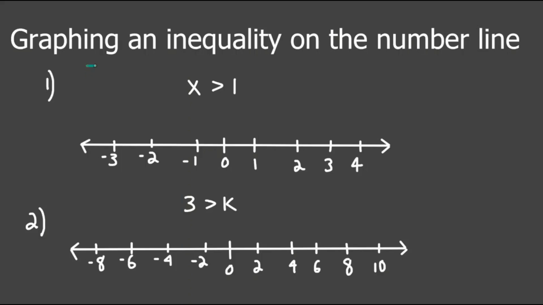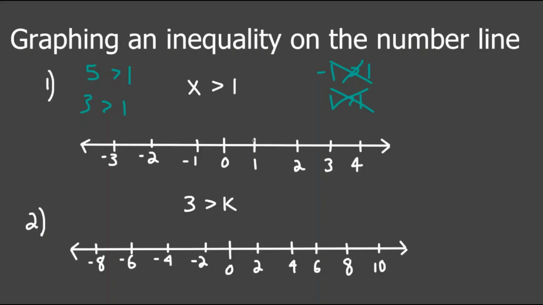So x could be 5, and it would be true. X could be 3, and it will be true, because these numbers are greater than 1. But if x was negative 1, this wouldn't be true, because x has to be greater than 1. If x was 1, it wouldn't be true as well, because x has to be greater than 1. So we can x those out, and let's get to graphing.